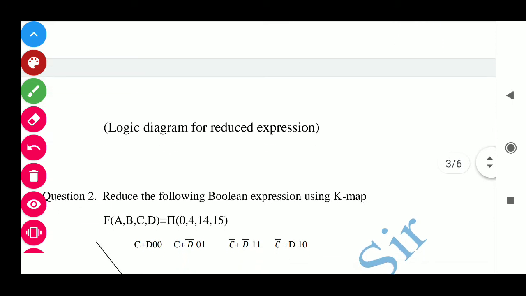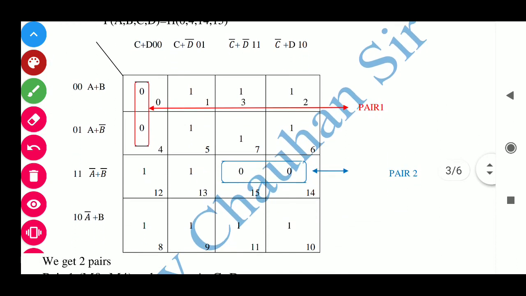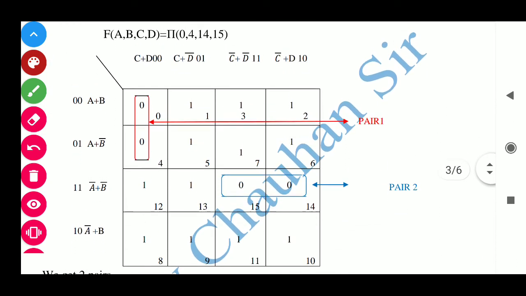Question number 2, reduce the following Boolean expression using K-map. F of A, B, C, D, 4 variables are there. Pi is given there, that means product of sum. 0, 4, 14, 15. These are the cardinal forms. Now just see here what we have done.